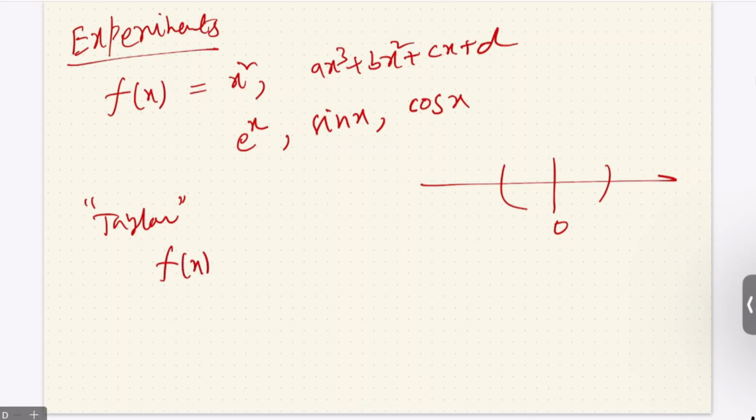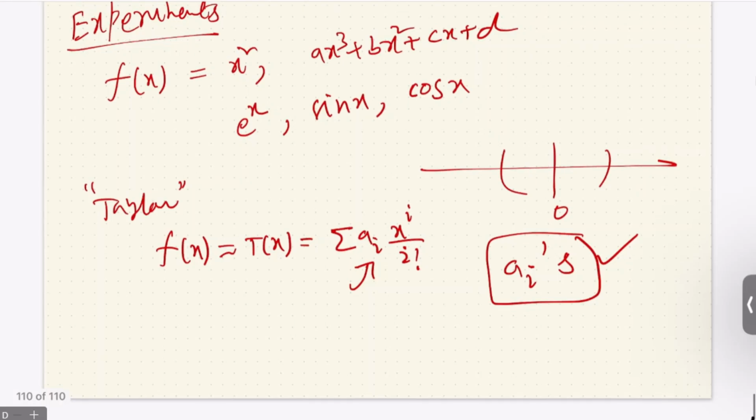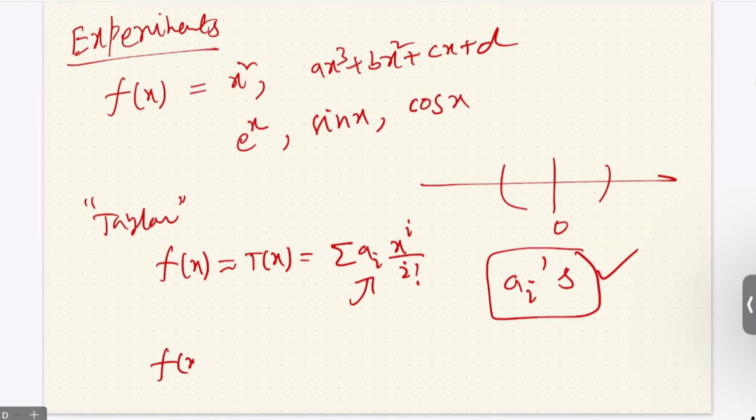Try to expand the approximation T of x with the summation of a_i x power i by i factorial, and get the a_i's. And now the same f of x, you take with the neural network, especially from the sigma nets, like the expression beta is some g of a of x.